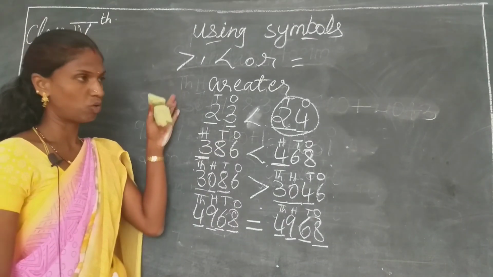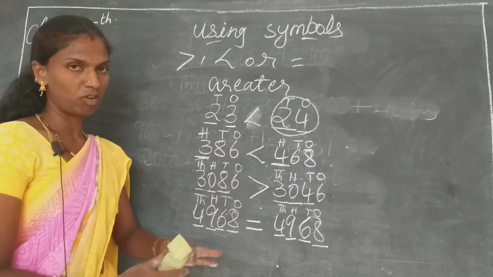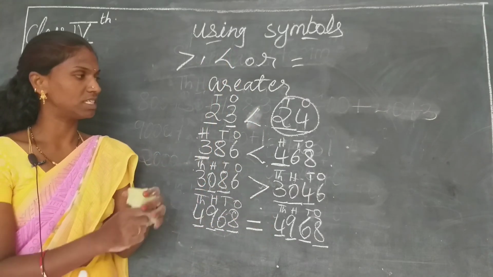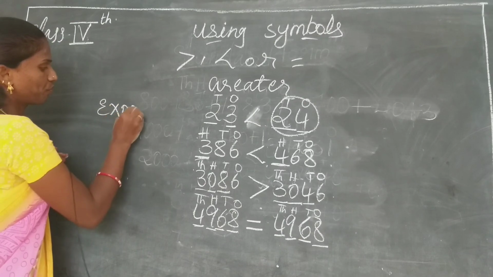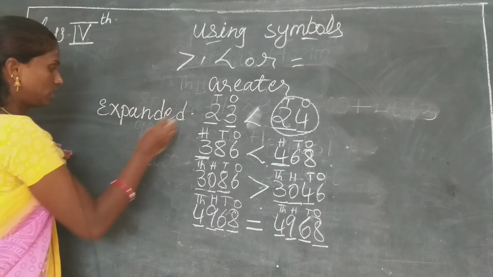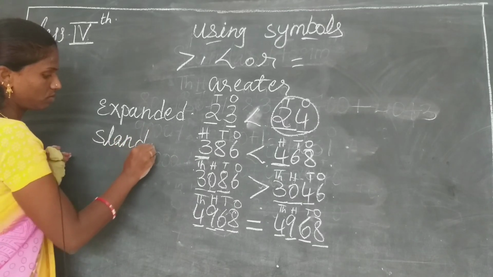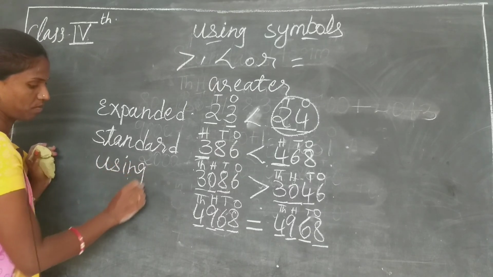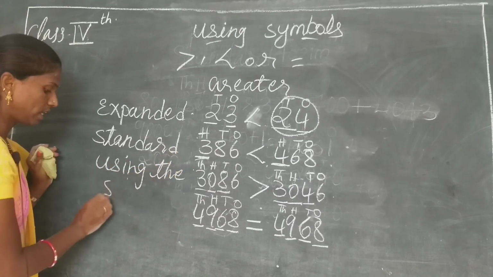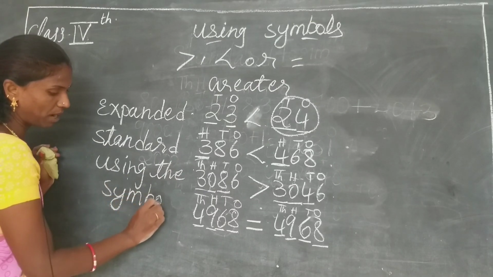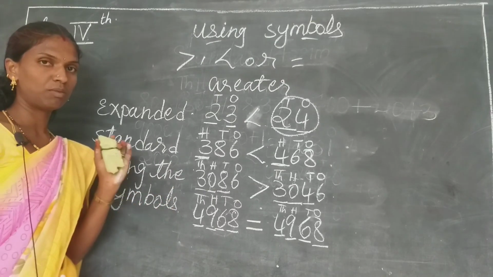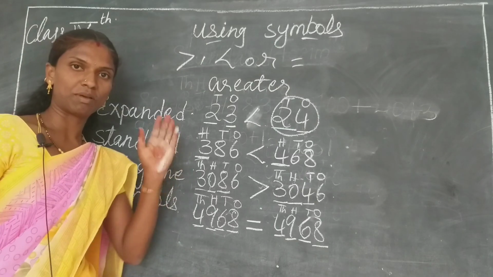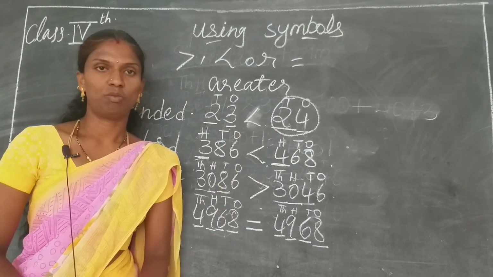Okay, did you understand children how to compare the numbers according to their place values? Did you understand? So today's topic, what we have discussed? We have discussed expanded form, standard form, and using the symbols. Take some more examples of your own and practice in your books. If you buy the books, you have the same topics in your books. Take a pencil and practice in your books, and the same problems you practice in your notebooks. Okay children, thank you.